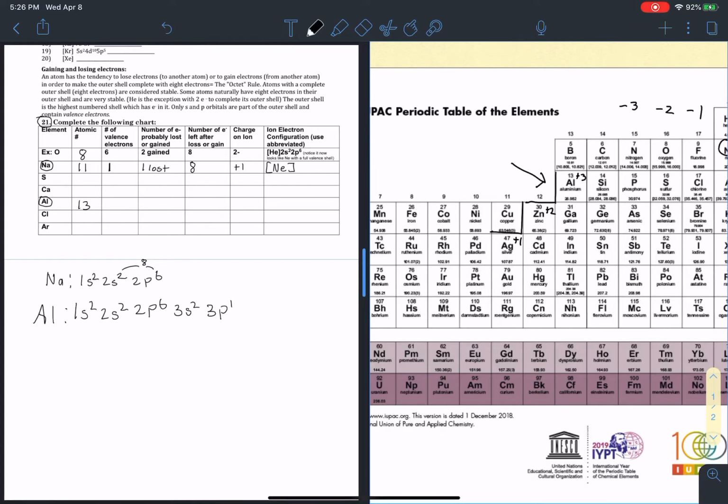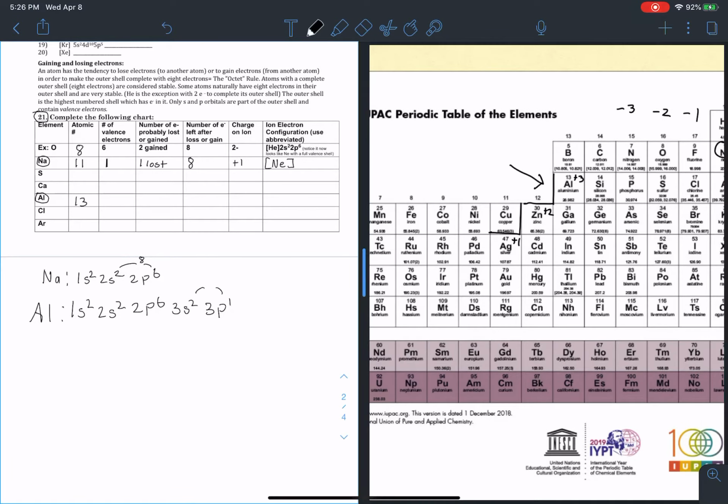So let's get to aluminum. Aluminum has 3 valence electrons, because it occupies a 3s2 and a 3p1, and it is going to lose 3 because the charge on aluminum is +3, so I'll just write 3 lost. And if we go back and take those out, they add up to 3 there.